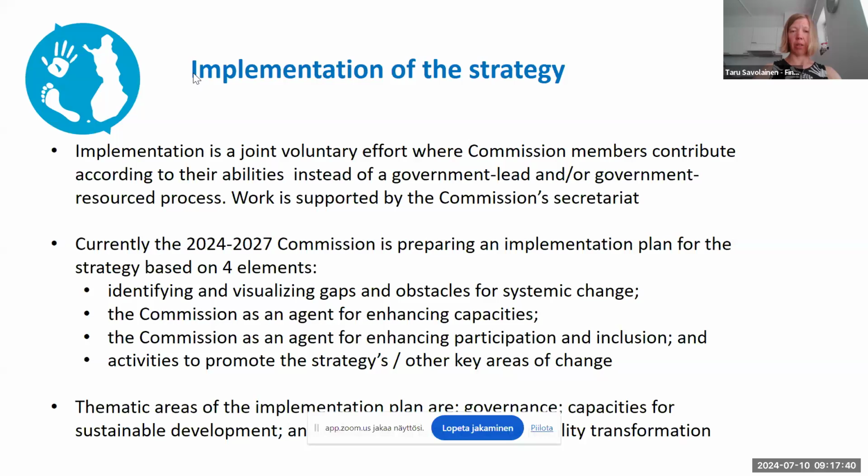And then we have the Commission as an agent for enhancing capacities. We have quite a lot of actors who play a role either inside of formal or informal education or activities that can in many ways improve the sustainability capacities for people working, for youth, for children, for all groups of ages of people. Then we have participation and inclusion, which is a very key element of the Commission as such, as a body. And then we have an element of activities that would promote either one of the areas of change inside the strategy or something else identified as very key to change the way things in Finland are going or how we act as part of the global community.